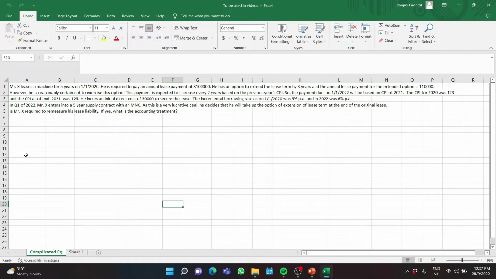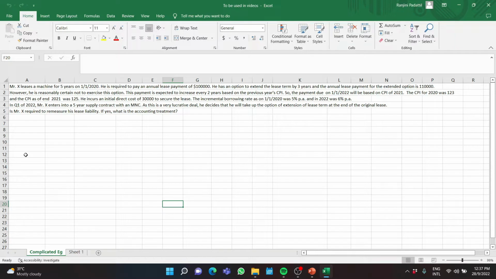In quarter 1 of 2022, Mr. X enters into a 5-year supply contract with an MNC. As this is a very lucrative deal, he decides that he will take up the option of extension of lease term at the end of the original lease. Is Mr. X required to remeasure his lease liability? If yes, what is the accounting treatment?